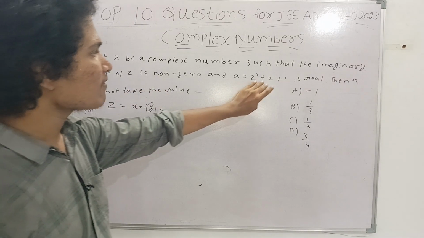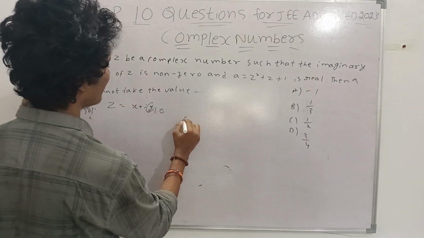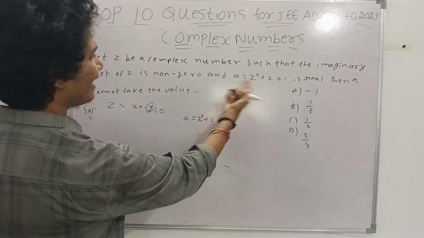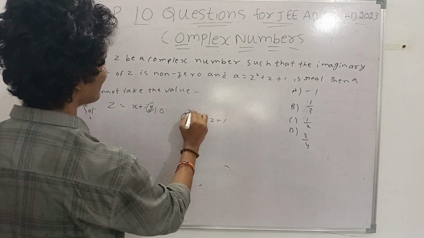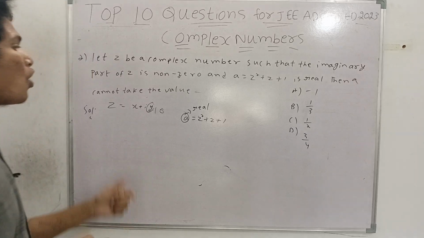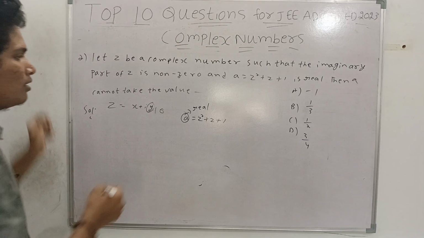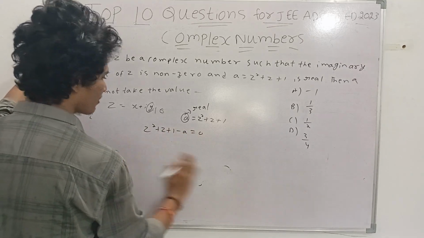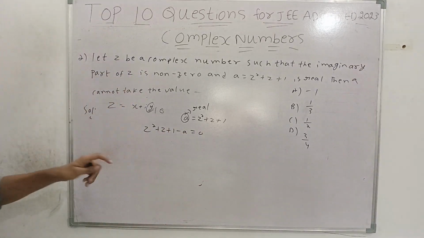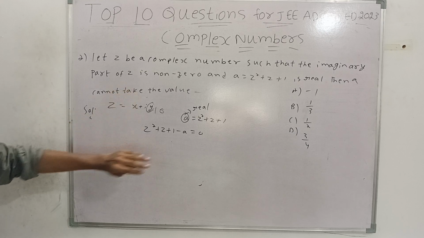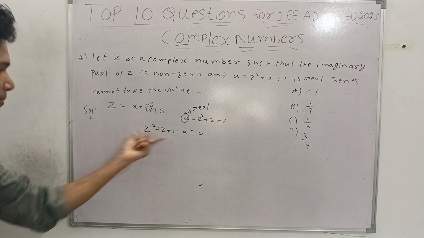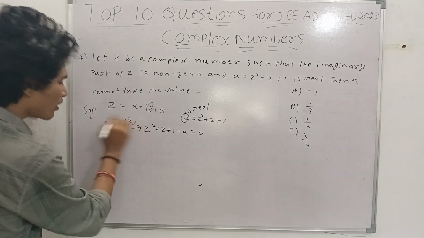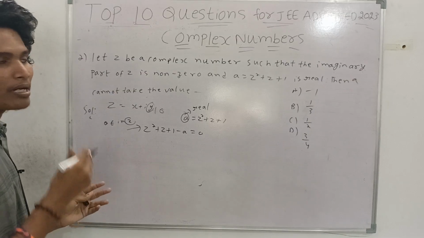And A equal to Z square plus Z plus 1. They have given that A equal to Z square plus Z plus 1, and here A is real. Now they are asking what is the value of A it cannot take. So suppose I solve this, Z square plus Z plus 1 minus A equal to 0, and they are saying that the imaginary part of this Z cannot be equal to 0. So this is a quadratic equation in Z, which should have imaginary complex roots.